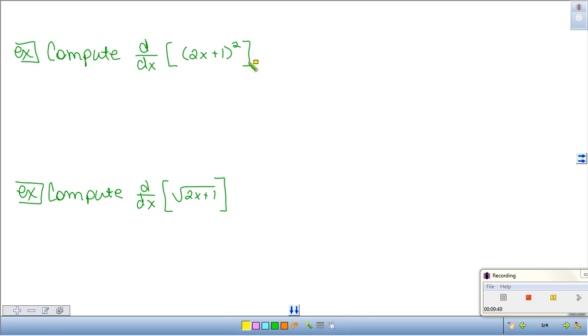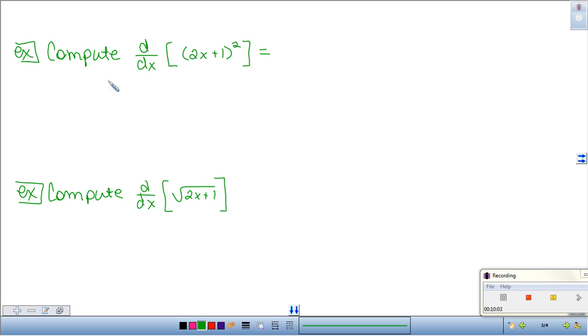Compute the derivative of this. Now this is a basic example. I want you to see how the chain rule works. You could obviously square this binomial, and yeah, you could do it the old school way. But let's see how the chain rule would apply to this one, so that whenever we get to more complex things, we'll know what we're doing.